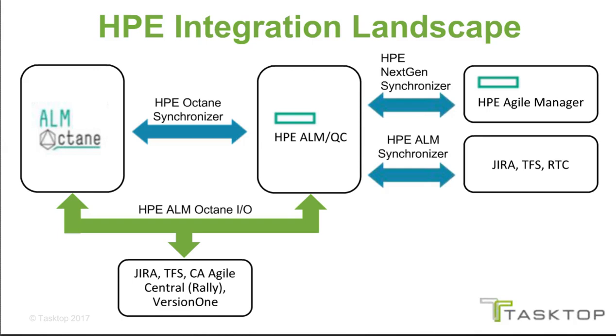For the classic HPE ALM or ALM.net or Quality Center, whatever you want to call it, it's going to be requirements, test cases, and defects. And there's a lot of different things you can do with that, especially when you start to get into a lot of the different requirement types. For Jira, it's going to be anything that is an issue, which is pretty much everything in Jira. For TFS, same thing, anything that's a work item, which is pretty much everything in TFS.